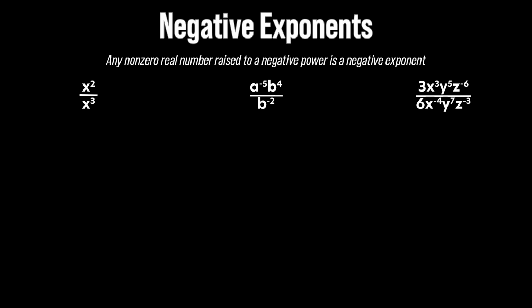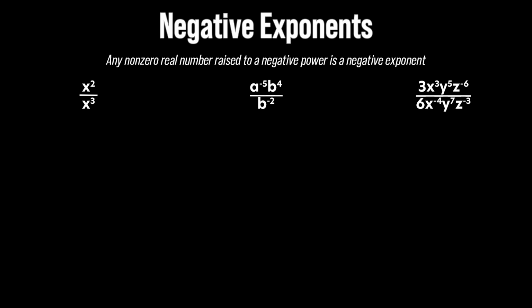Today we're going to learn about negative exponents. Any non-zero real number raised to a negative power is a negative exponent. A negative exponent, for example, is something like x to the negative first. The exponent here is negative, as the negative one is a negative number. Now there's two ways we can simplify expressions that have negative exponents.